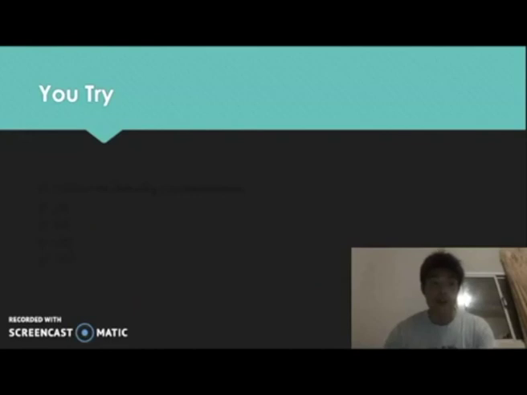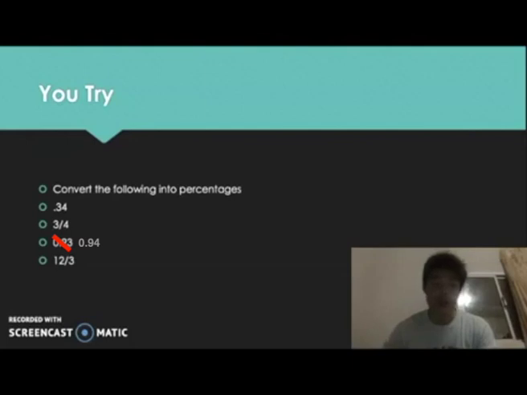Alright, now here are some problems where you will want to convert the fractions or decimals into percentages. So here are the problems. I'll give you some time to work on it, and then we'll get back together and go over the answers.